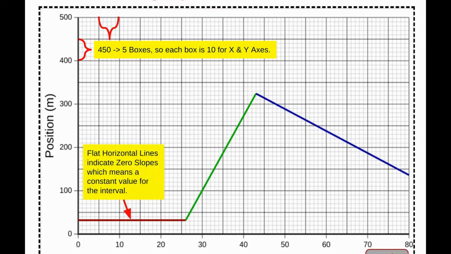If you see any kind of flat line on these types of graphs, that means there's no slope, but it also means that there's a constant value for whatever the information is on the y-axis. So in this case, the y-axis is giving position, so that means the object is at that location during that time interval.